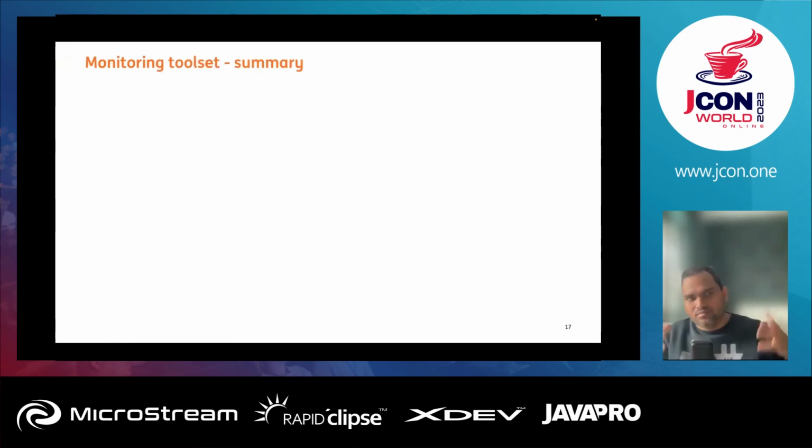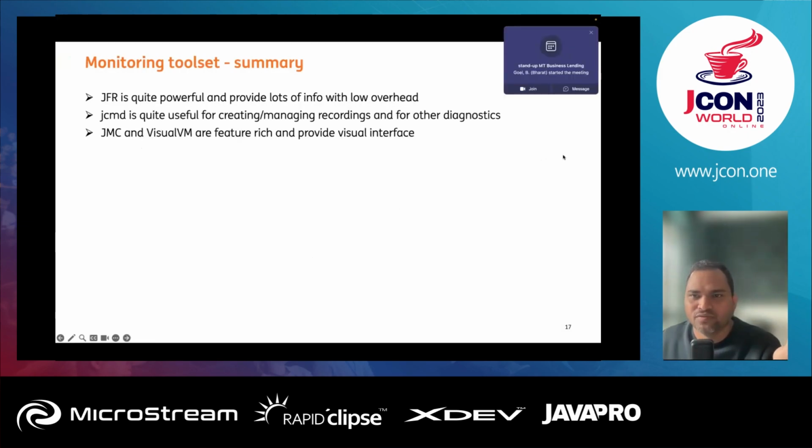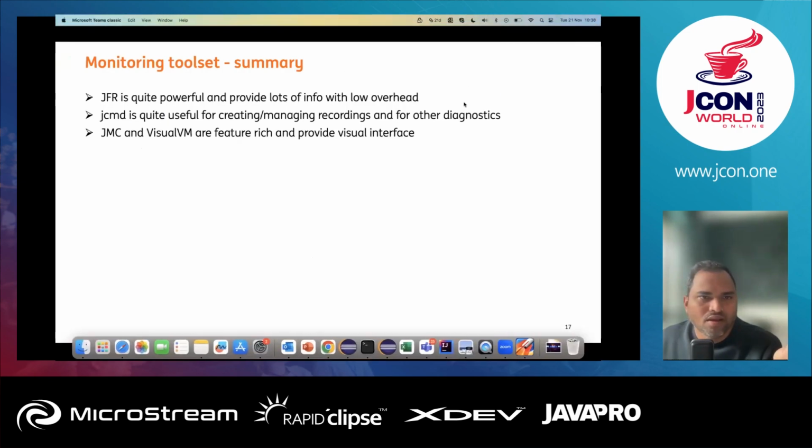So we have now looked at different tools briefly. Just to summarize them, JFR is quite useful and quite powerful, provides lots of information with low overhead. jcmd is quite useful for creating and managing recordings and for other diagnostics. JMC and VisualVM provide similar features, but they are quite feature rich and provide a visual interface to the data that is accumulated for these different applications.